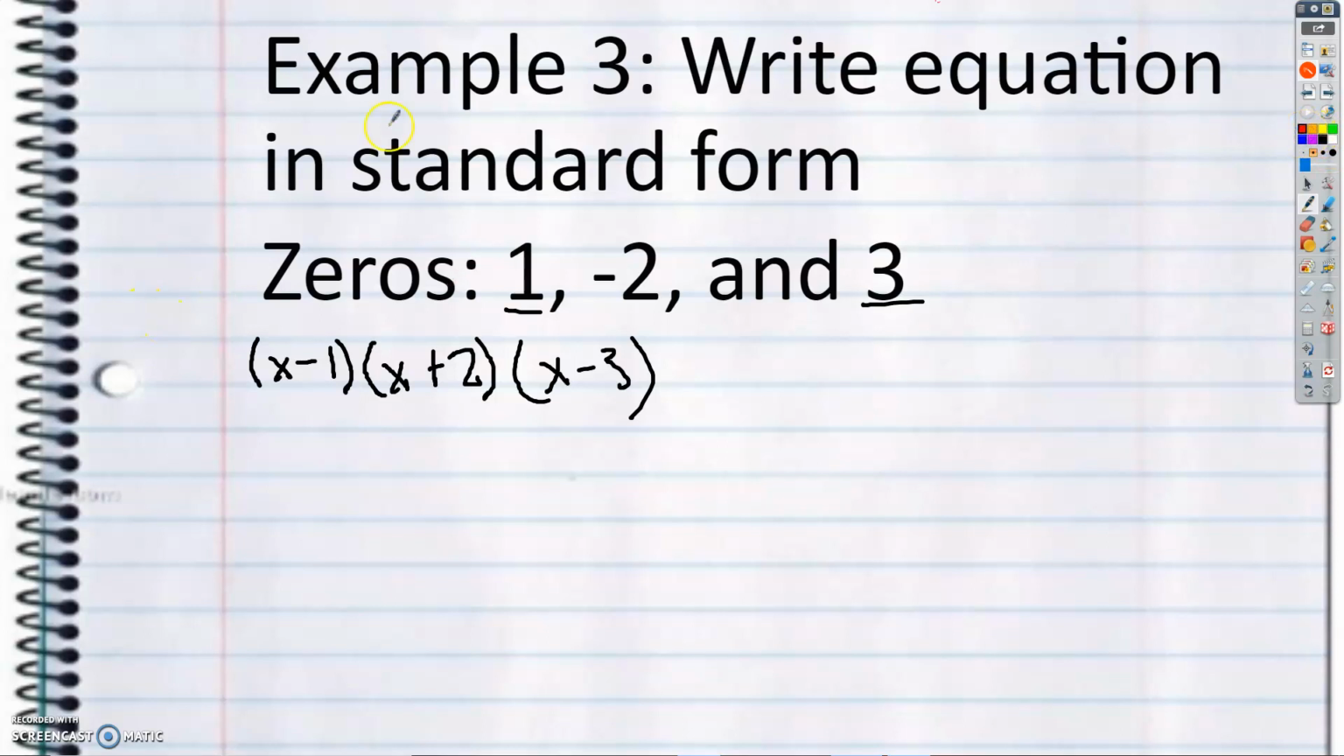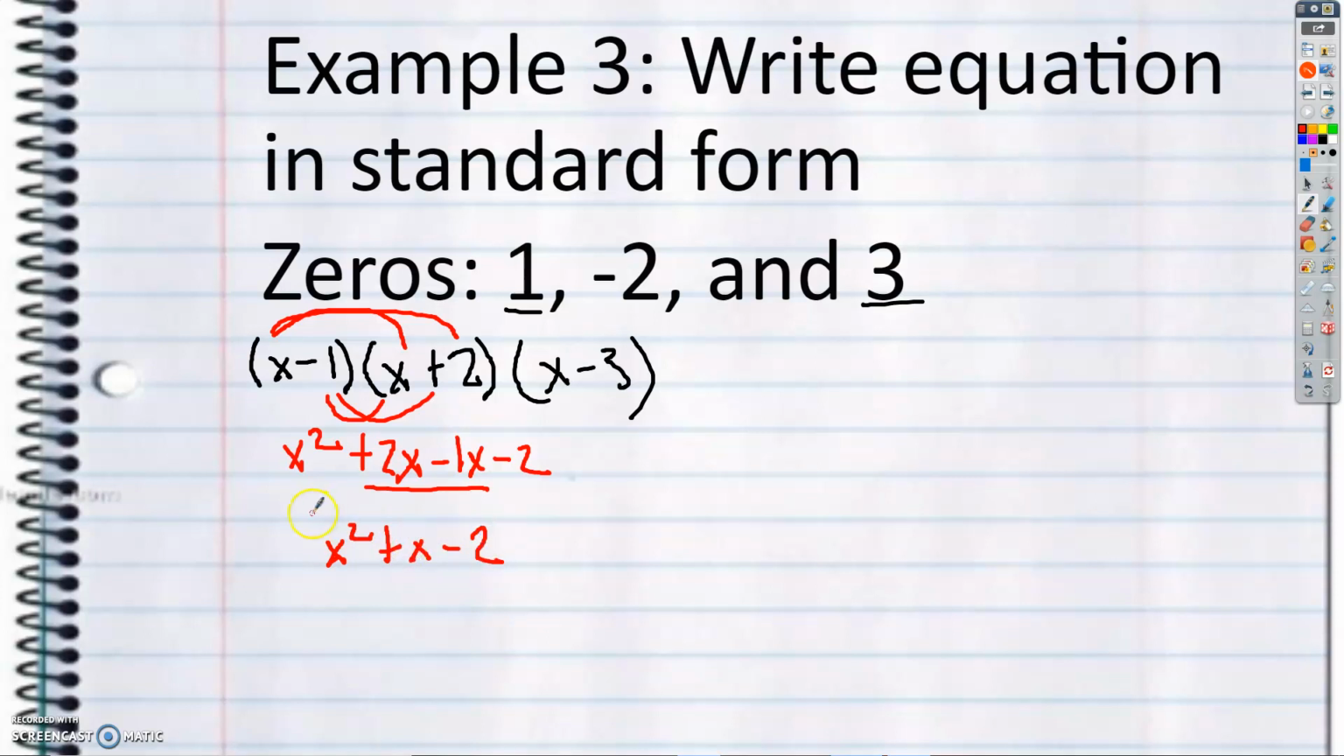Okay, so now we have to figure out what standard form is, and basically standard form is we're going to get rid of all these parentheses. So yes, that means we're going to multiply. So x times x is x squared, x times 2 is 2x, negative 1 times x, negative 1 times 2. And then to make it easier, I'm going to combine my like terms, so I can combine those two terms. So I have x squared plus x minus 2. So that's when I multiply the first two together.